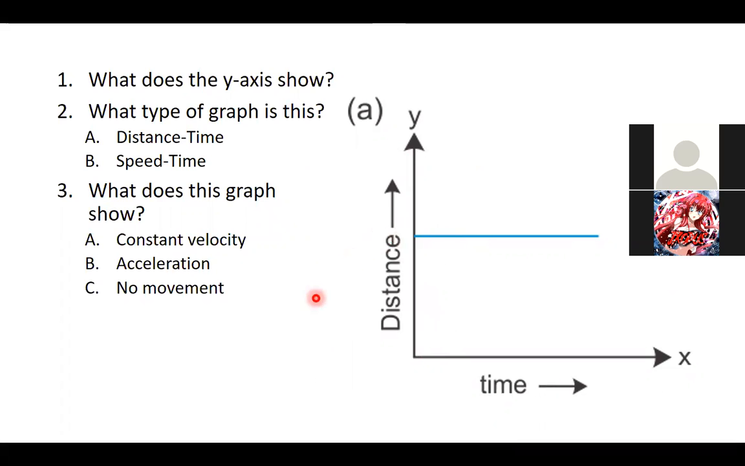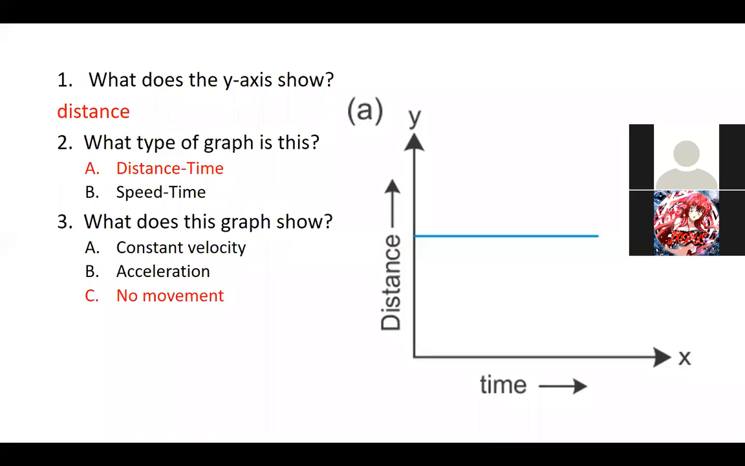And then anybody know what this one is showing? Fitzmarlin, do you know what this graph is showing? Is it constant velocity, acceleration, or no movement? No movement. Very good. This is distance, time, and no movement.